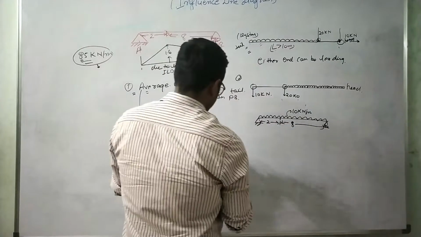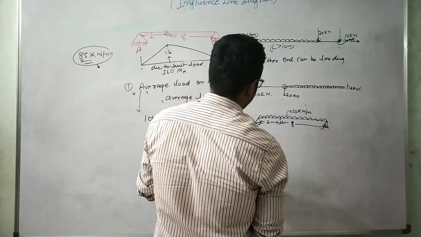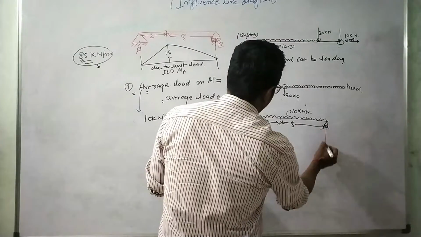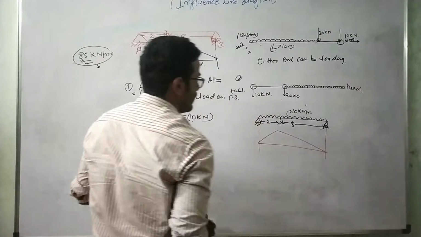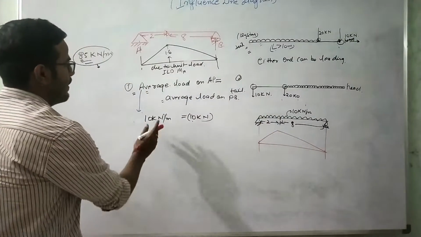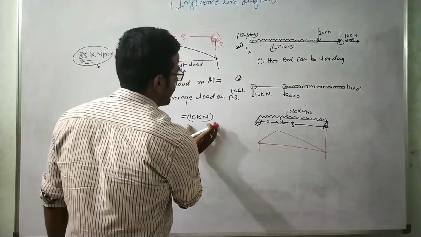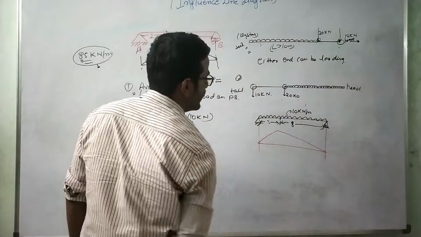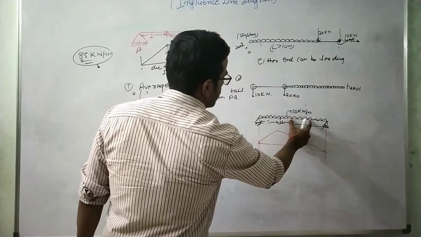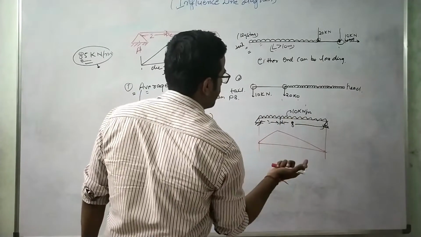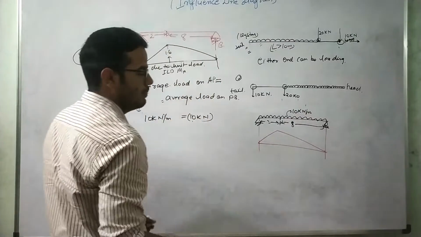Okay, and the ILD for the moment when the unit load is crossing will look like this, right? So again you can see that the average load on AP equals the average load on PP, because the whole beam is covered by the UDL only. So the average load on this portion is 10 kilonewton per meter, and the average load on this portion is 10 kilonewton per meter, because there is no point load acting on the beam.